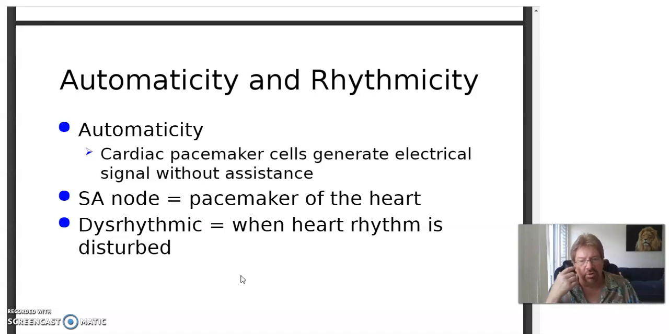Now, as you know, you probably know people that have a pacemaker put in. Well, in the event of heart disease or heart problems, when the SA node is not doing what it's supposed to do, they can implant a device that takes over for it. And that's an artificial pacemaker.